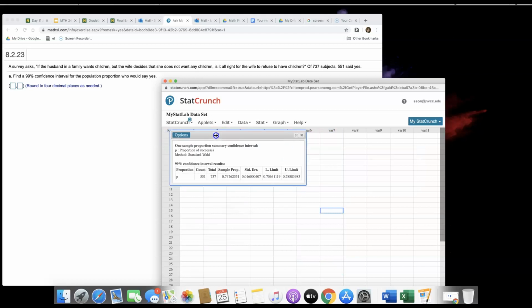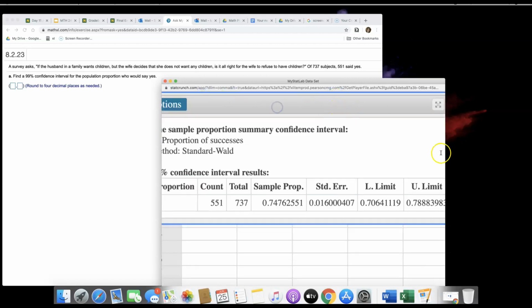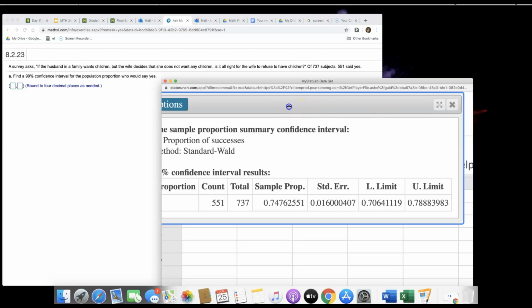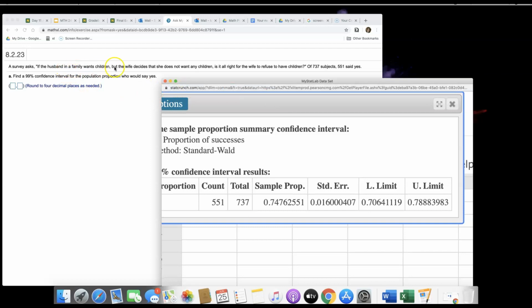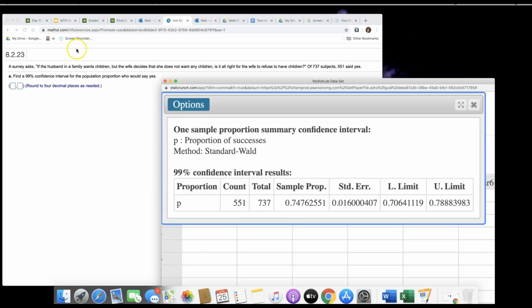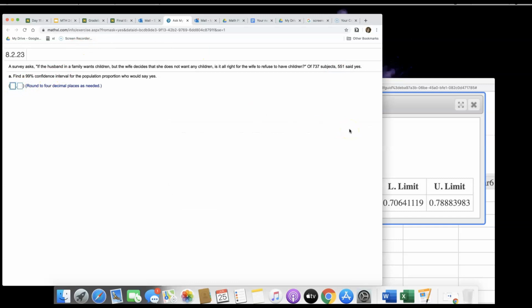We got it. Here's the confidence interval. The lower limit is from 0.70. Oh, wow. Really? I mean, that's good, right? Because if the husband wants a family and the wife doesn't want any children, is it okay for the wife to refuse to have children? Yeah. If she doesn't want children, I mean, what is he going to do, right? All right, let's see. So the lower limit is 0.7064. They want it pretty accurate, 4 decimal places, so 0.7064. So the lower limit is about 70%, 71%, and the upper limit is about 0.7888. I'm just copying the lower limit and the upper limit over here. Be careful with rounding, and then check answer.